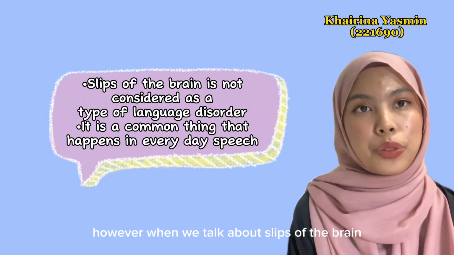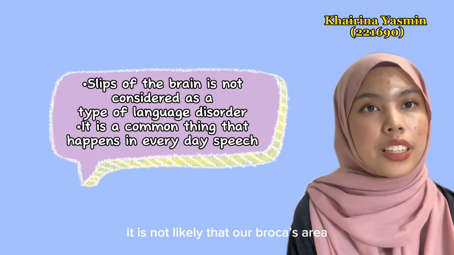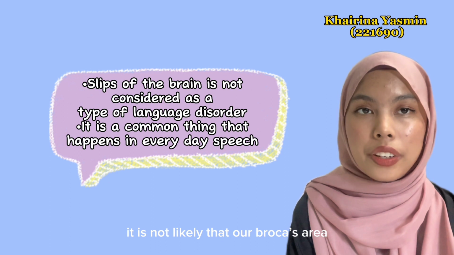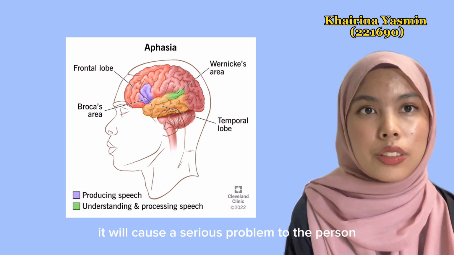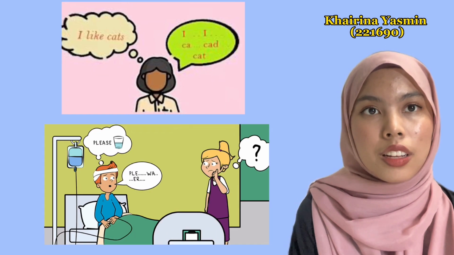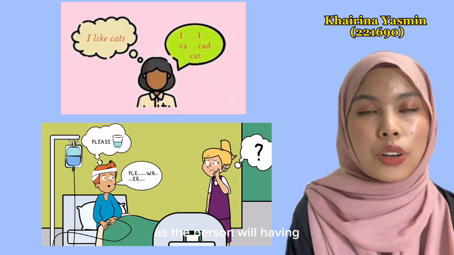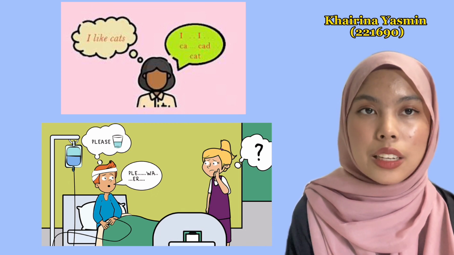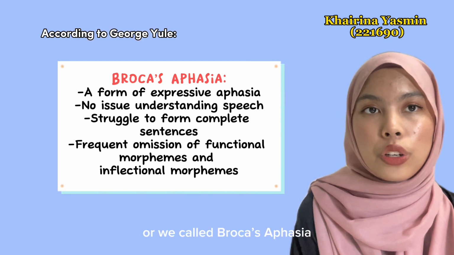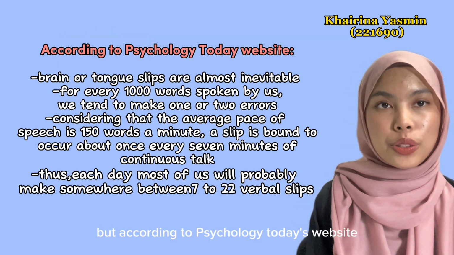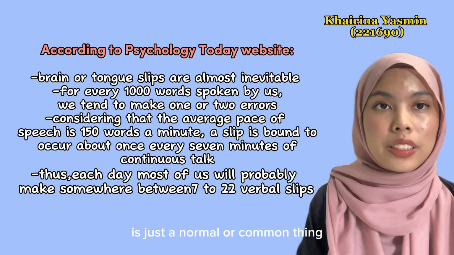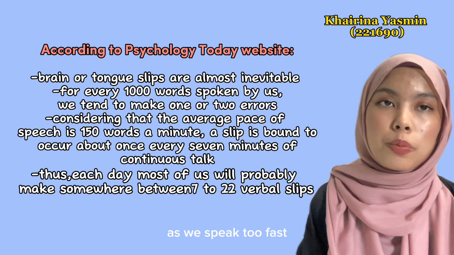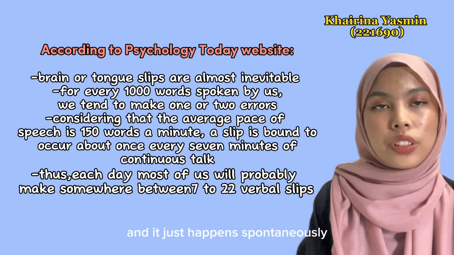However, when we talk about slips of the brain, it is not likely that our Broca's area has been damaged or is not functioning. This is because if this part gets damaged, it will cause a serious problem to the person, as the person will face extreme difficulty in producing spoken language, which we call Broca's aphasia. But according to the Psychology Today website, brain or tongue slips are just a normal or common thing that happens in everyday speech as we speak too fast, and it just happens spontaneously.